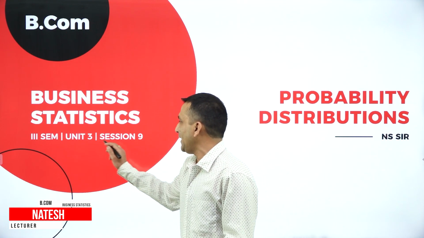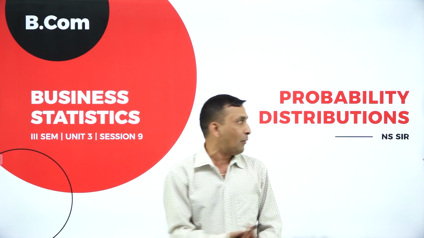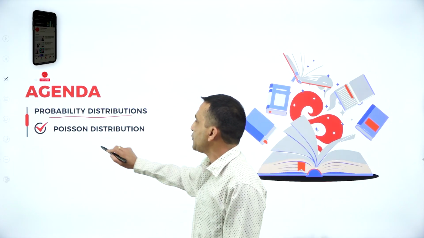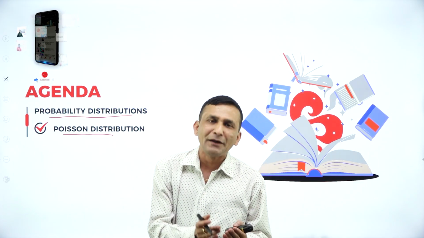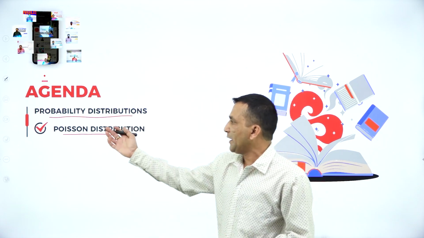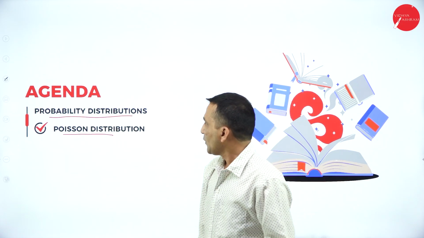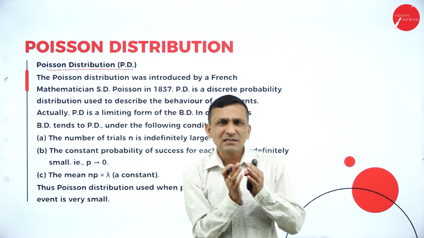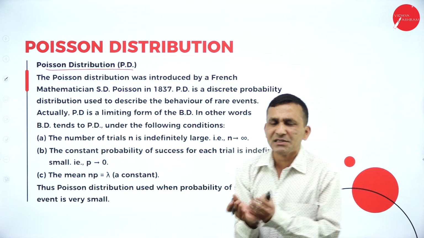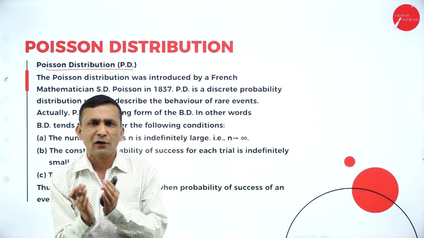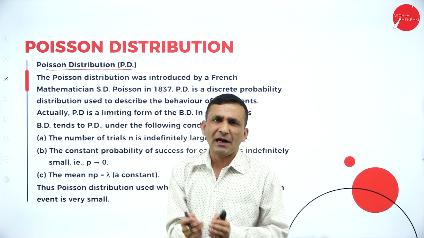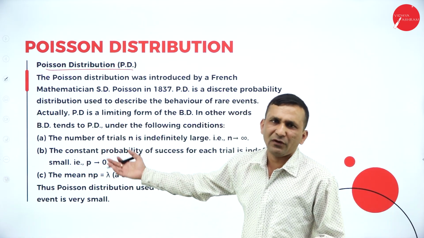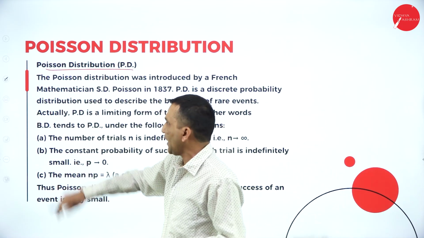We are in Unit 3, Section 9, third semester BCom, probability distribution, and today my agenda under probability distribution, after the last session which was related to binomial, is the Poisson distribution. The Poisson distribution is a discrete random variable. Under discrete random variables, we have identified four types: Bernoulli, binomial, Poisson, and geometric.